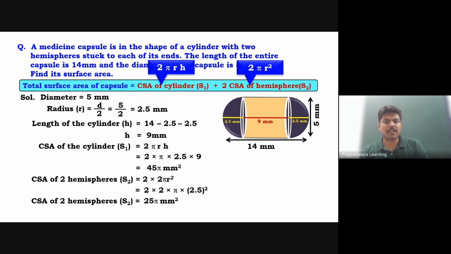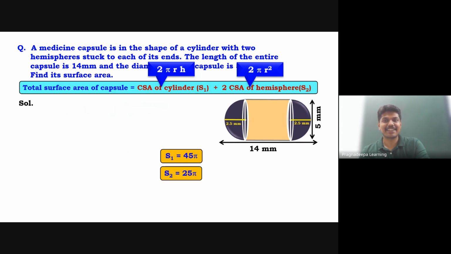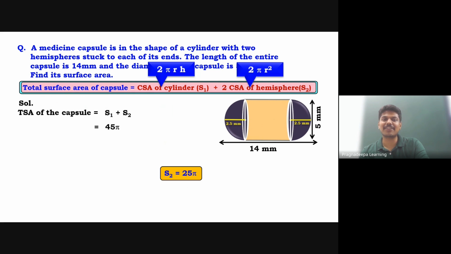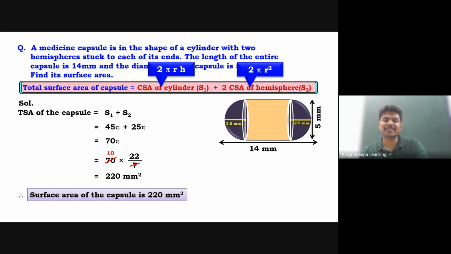Okay. Now it's easy to add 25 pi plus 45 pi. What is 25 plus 45 pi? It is 70 pi. Is it 70 pi? Now our life is so easy, students. Why is our life easy? 22 by 7, 7 10. So the total surface area of the capsule is S1 plus S2, which I am calling 45 pi plus 25 pi, and hence it is 70 pi. So 70 into 22 by 7 is 220 millimeter square. Therefore, the surface area of the capsule is 220 millimeter square.